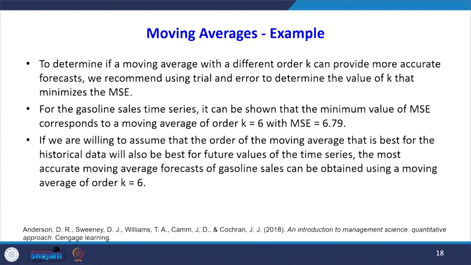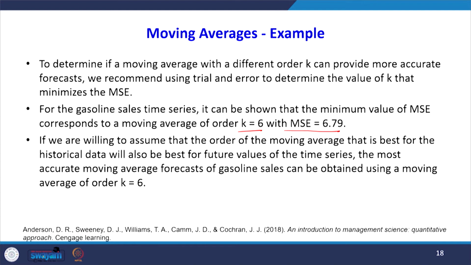For the gasoline sales time series, it can be shown that the minimum value of mean squared error corresponds to a moving average of order k equal to 6. So when we have done k equal to 3 so far, suppose you put k equal to 6, we will get a more accurate value. If you are willing to assume that the order of the moving average that is best for the historical data will also be the best for future values of the time series, the most accurate moving average forecast for gasoline sales can be obtained using a moving average of order k equal to 6.